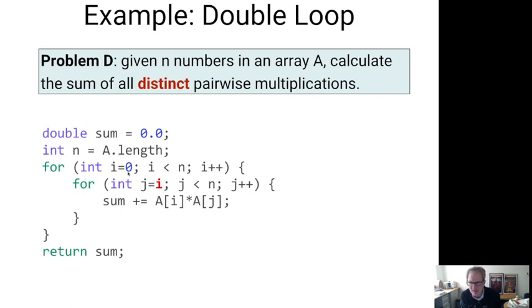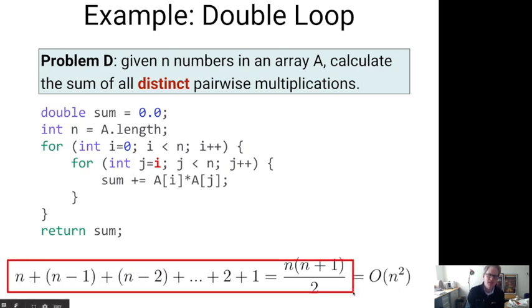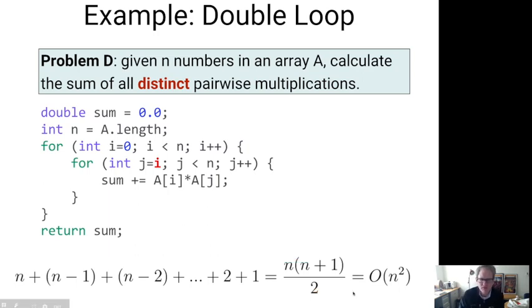The best thing to do is to start writing down examples, and then try to figure out the pattern for how many times it runs. So the first time, the inner loop runs n times. Each term in this sum is the number of times the operation on the inside of our loops runs. When i is equal to 0, the inner loop runs n times. The next time, when i is equal to 1, the inner loop runs n minus 1 times, because j runs from 1 up to n.